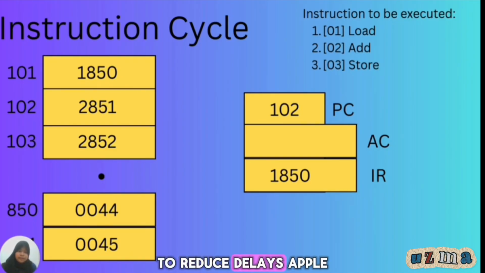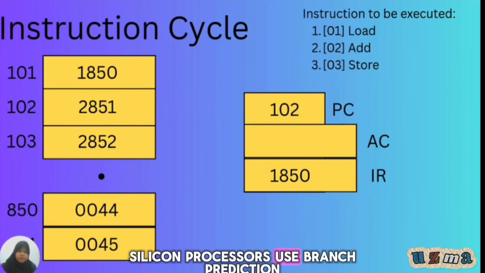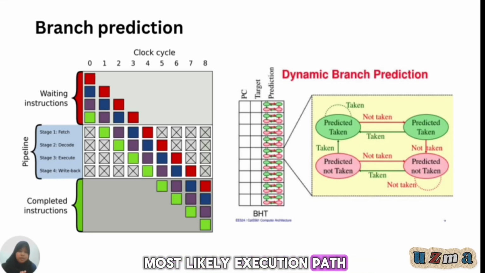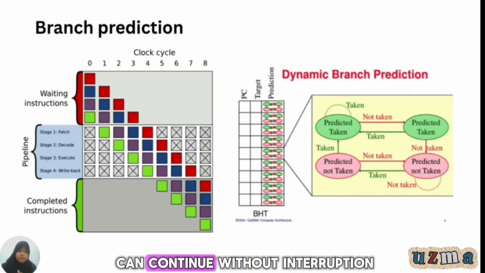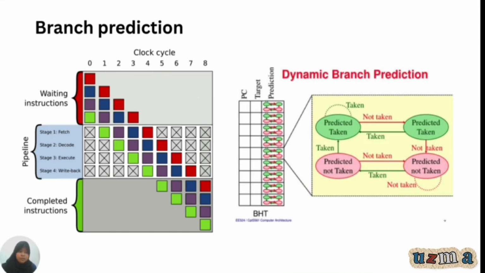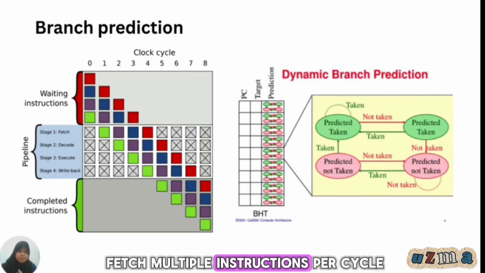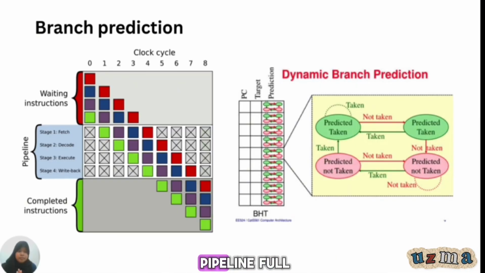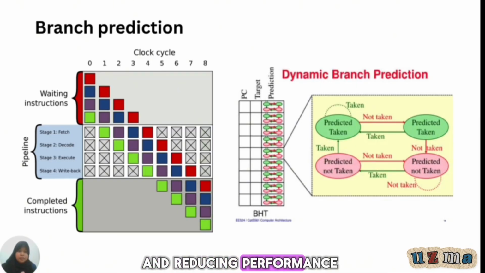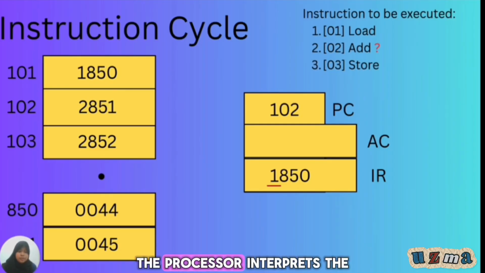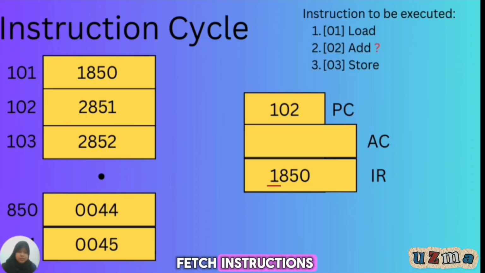To reduce delays, Apple Silicon processors use branch prediction, which speculatively determines the most likely execution path so that instruction fetching can continue without interruption. Modern ARM-based designs, including Apple M3, can fetch multiple instructions per cycle, helping to keep the pipeline full and reducing performance stalls. In the decode phase, the processor interprets the fetched instructions.